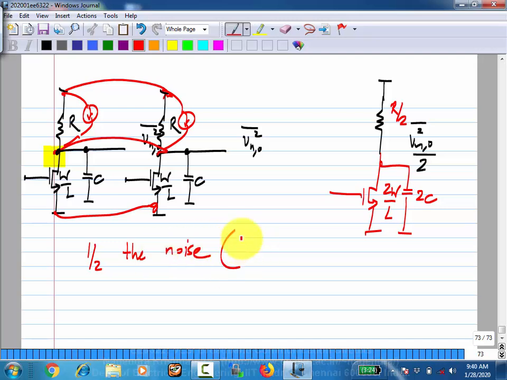When I say half the noise, it's the mean square value of the noise, and 2x the power.